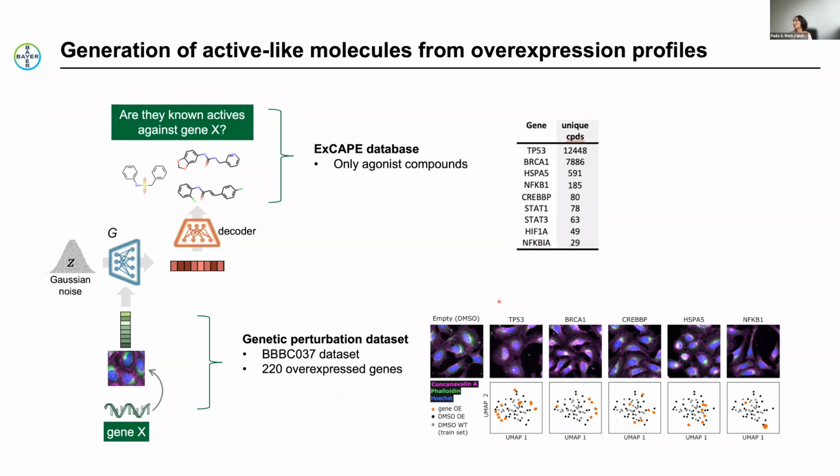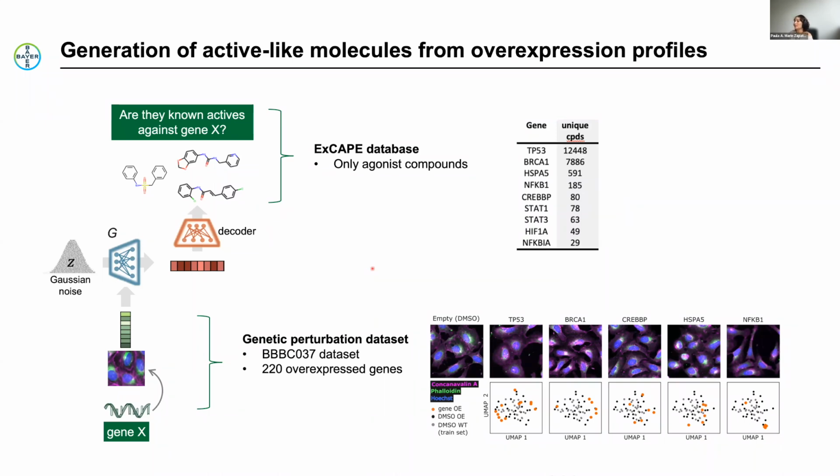And not all those genes were amazingly reproducible in the phenotypic space. Here in the bottom row, you see the projection of the phenotypic profiles for these genes. And you see that some of them are not very distinguishable from the controls. In gray and in black, you see the controls from the training set and from the overexpression set. For example, for TP53, you see that they don't separate that well from the controls. But for example, for BRCA1 and for NF-kappa B1, or from HSPA5, we also get a decent separation.